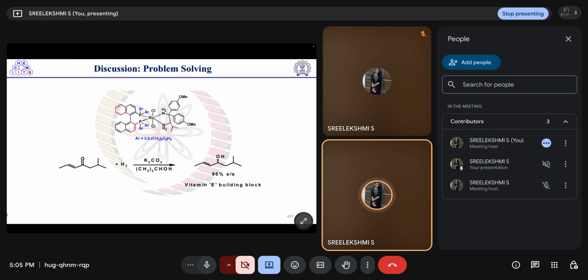Now, if we see another example here, using this particular catalyst, this alpha-beta unsaturated ketone is undergoing hydrogenation, that is reduction of this ketone to form this alcohol, and this is a vitamin E building block. The chirality is installed by using this particular catalyst, which is a ruthenium-based chiral catalyst. And here we can see the BINAP part is also there.